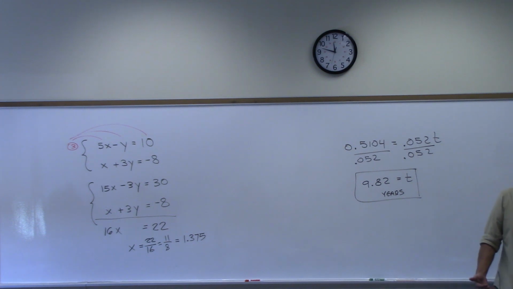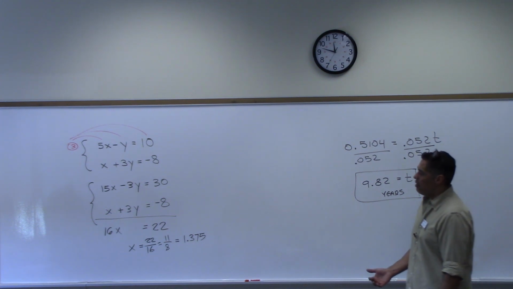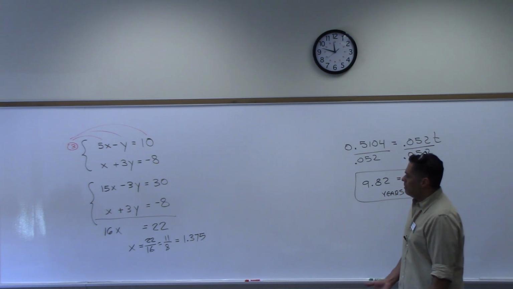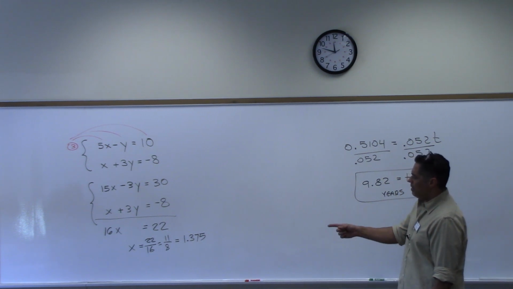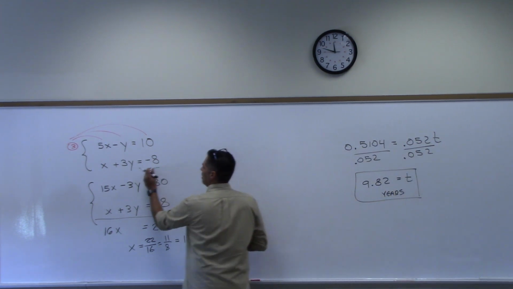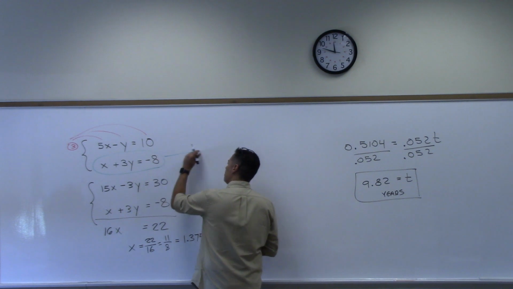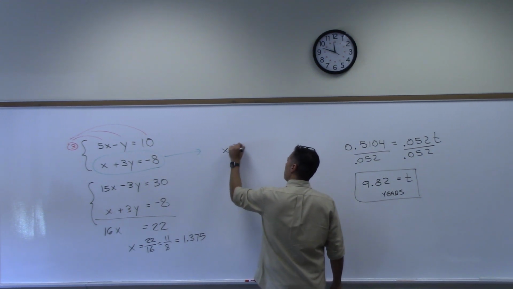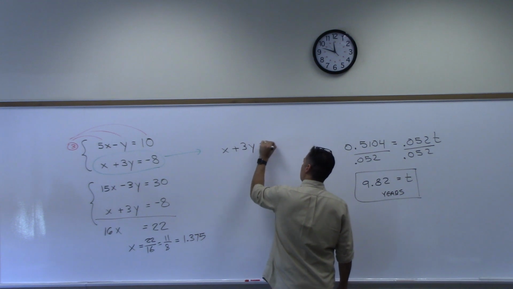Once you have that, you go find y, right? And to find y, plug that value for x into any of them. I like the second one. Do y'all like this one? I like that one. Let's use that one right there. So I have x plus 3y equals negative 8, sorry.